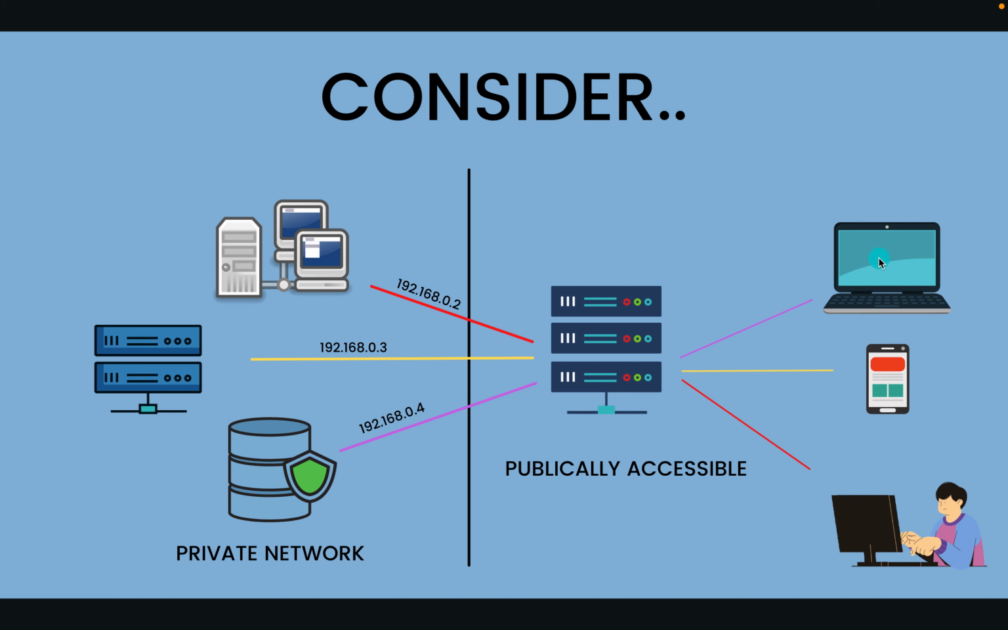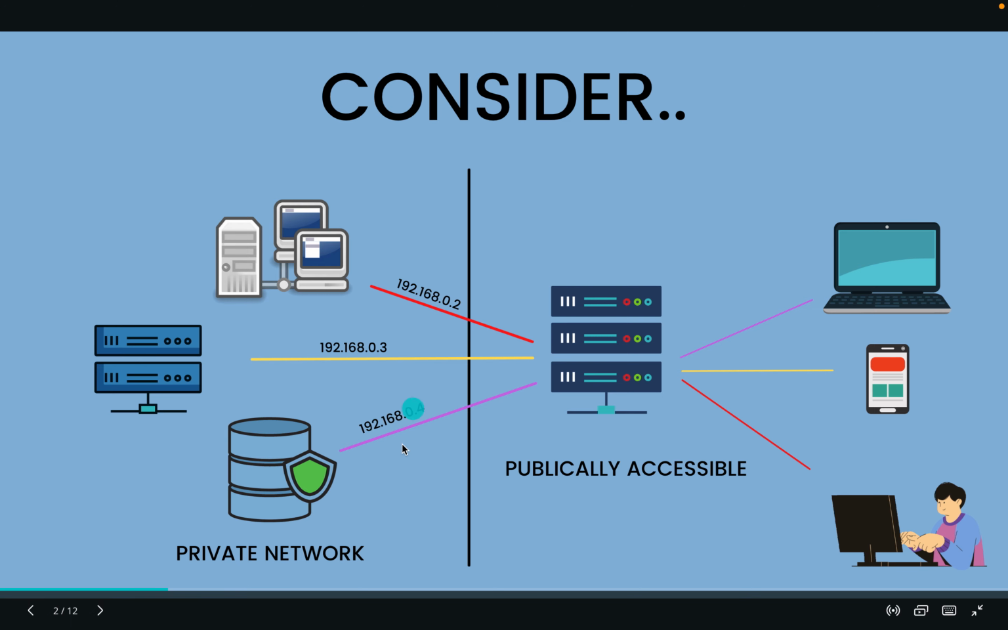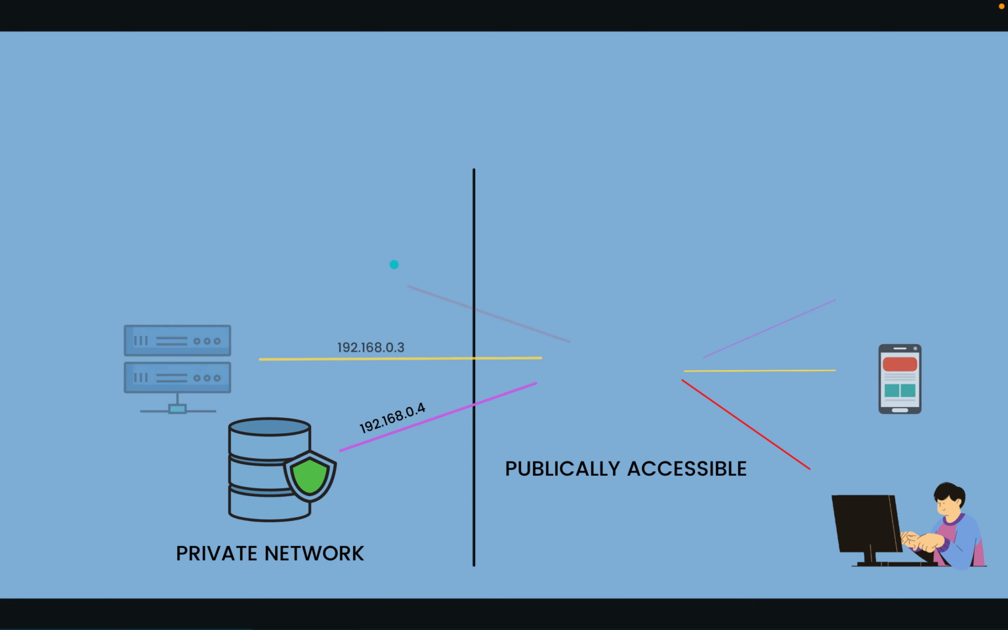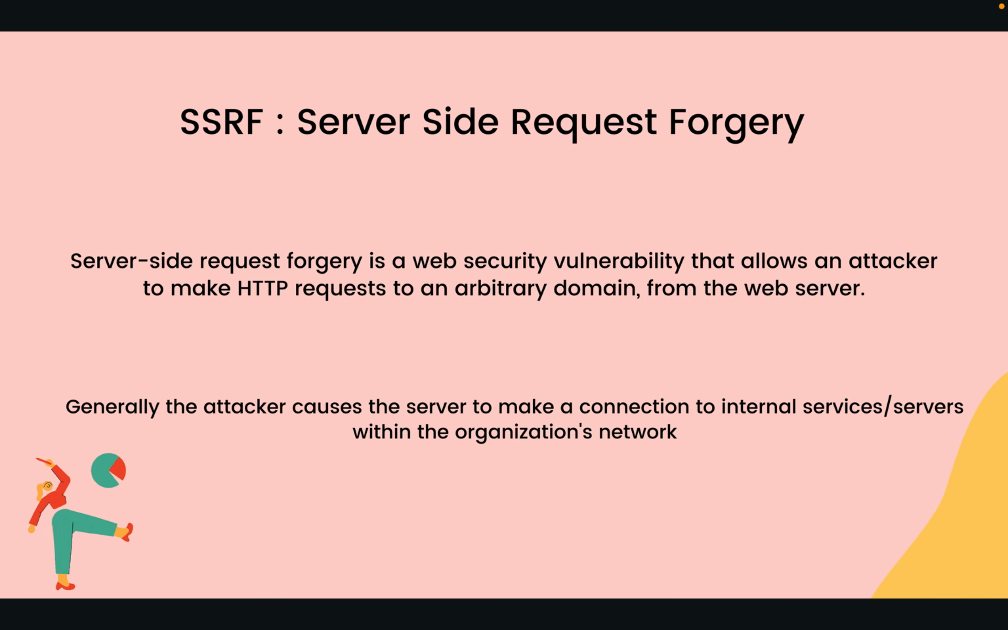So this is the general specifics, and our goal here is to reach the backend server, to reach the private network. So how do we do this? We do this with the help of a vulnerability called server-side request forgery. So now let's discuss its definition.